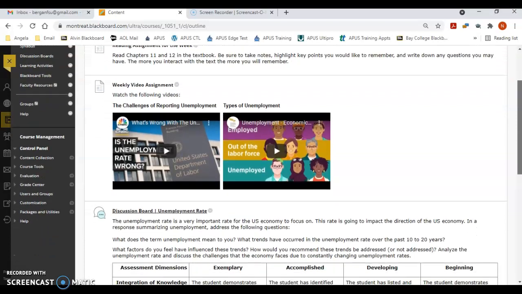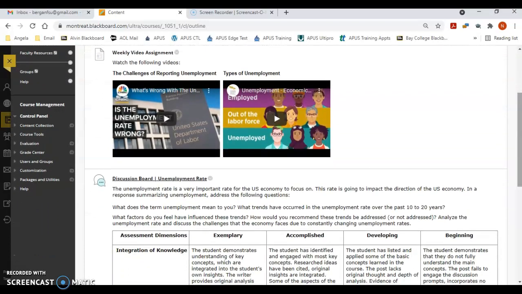In chapters 11 and 12, we're going to be focused on the role of the unemployment rate. The unemployment rate is going to be a very important concept that all of us can relate to in the course. This concept will help us understand how changes in the unemployment rate will help us make better decisions in our economy.